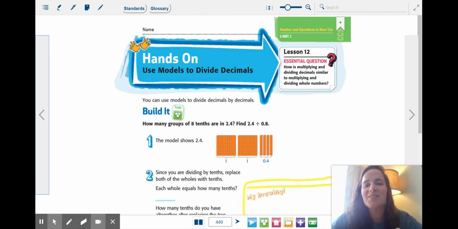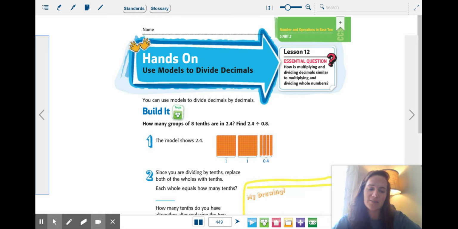Hi, everybody. So today we are going to learn about using models to divide decimals by other decimals. At this point, you already know how to do this using the standard algorithm or Big 7 or whatever your chosen strategy is. So today we're going to look at how we model that. How do we visually represent what's going on when we're dividing decimals by other decimals?